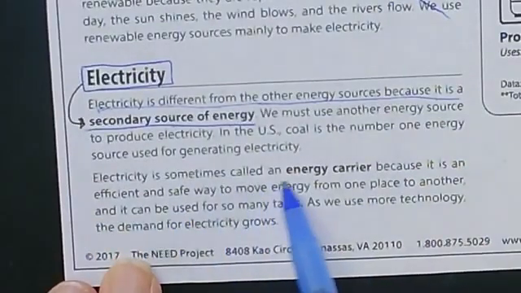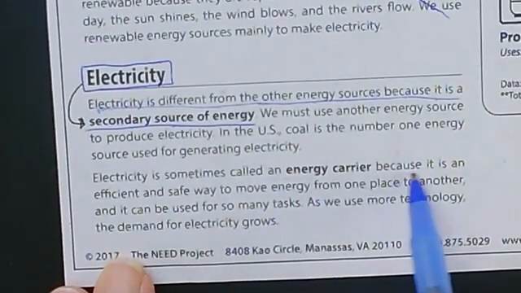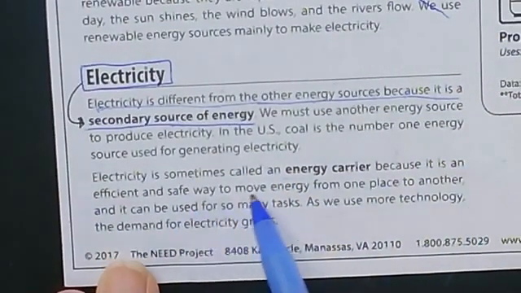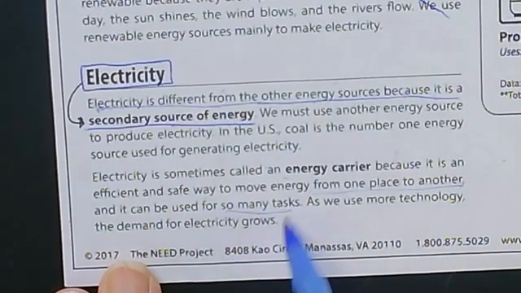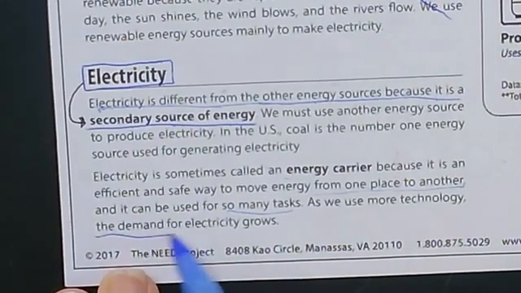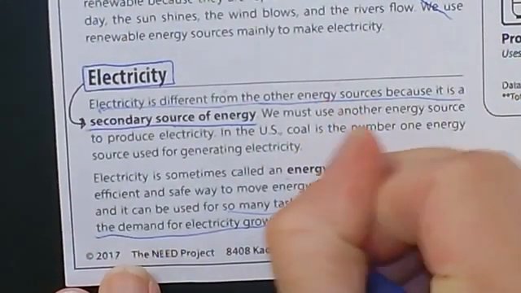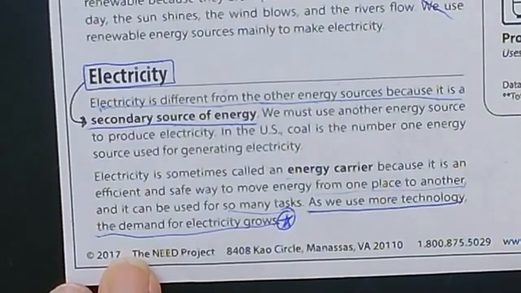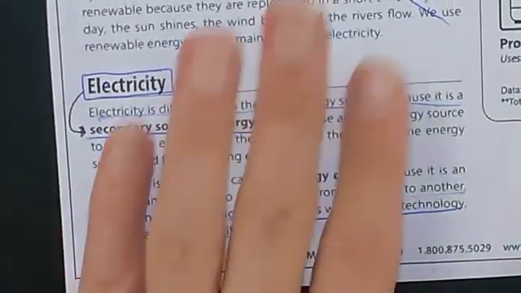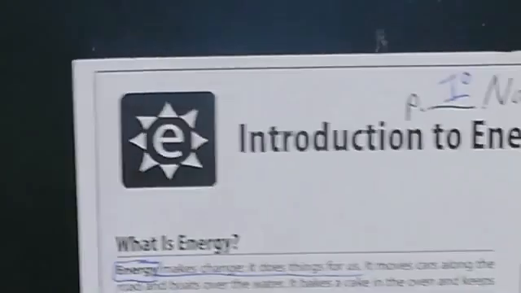In the US, coal is the number one energy source used for generating electricity. Electricity is sometimes called an energy carrier because it is an efficient and safe way to move energy from one place to another, and it can be used for so many tasks. As we use more technology, the demand for electricity grows. That's why we focused so much of the beginning of this class on it, because electrical energy is super important for modern life and modern technology.